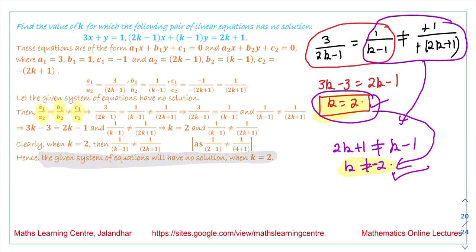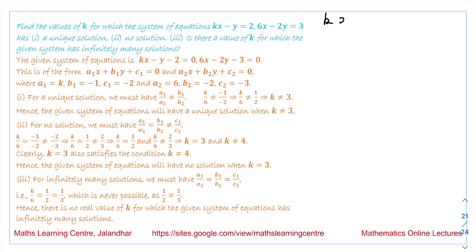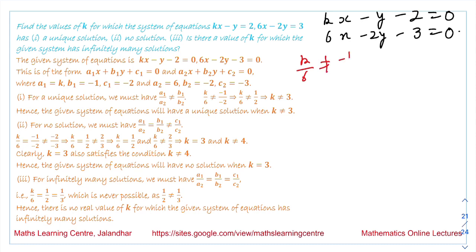Now in this given question, we are given two equations. One is kx minus y minus 2 is equal to 0. Second is 6x minus 2y minus 3 is equal to 0. So for this system of equations to have a unique solution, the condition we have is that k over 6 should not be equal to minus 1 over minus 2. So this gives us that k should not be equal to 6 by 2, that is equal to 3.